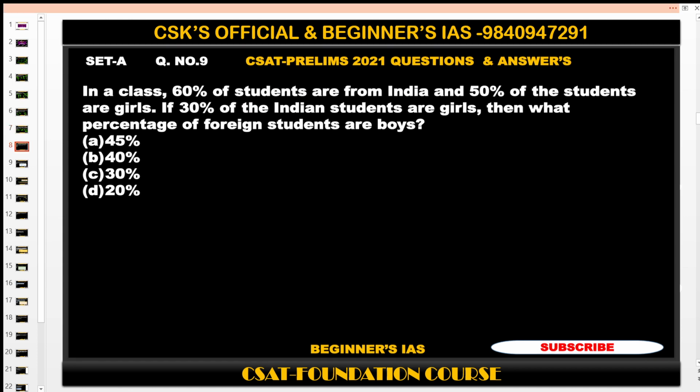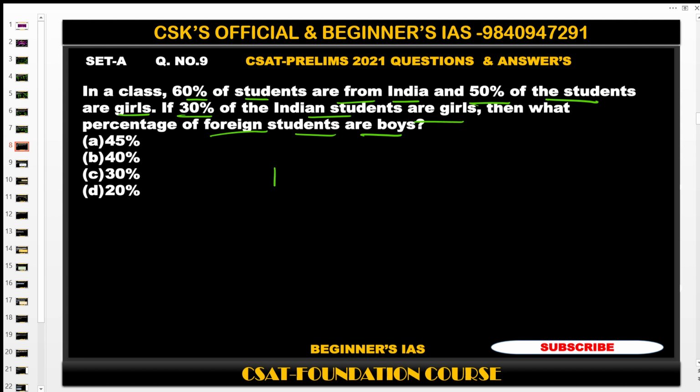This model is very important. Since the question is very simple, also avoid some random markings here. It's application only, percentage. In a class 60% of the students are from India, 50% of the students are girls, and 30% of the Indian students are girls. Then what percentage of foreign students are boys?